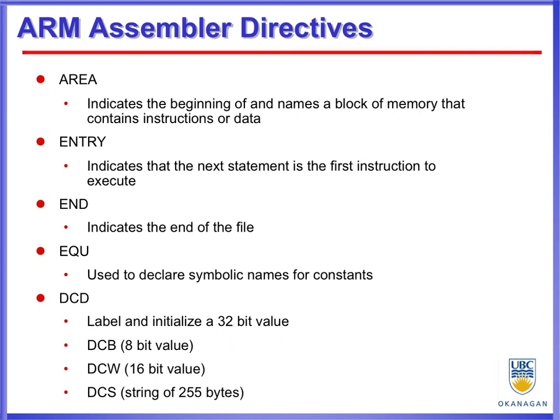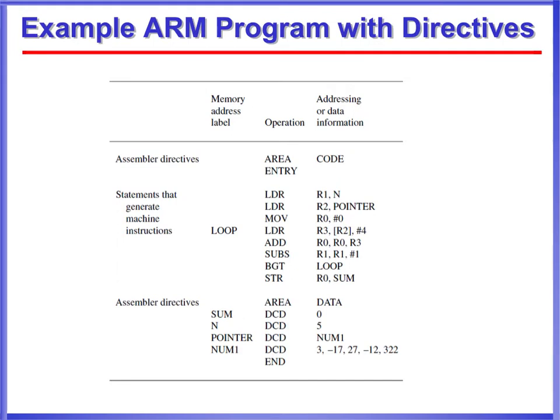Okay, let's look at an example here. So here we have some ARM code. You can see that the ARM mnemonic for load is not LD, it's LDR. So this is your first example of an ARM assembly language program. We've got some statements here, and we're going to look at these in detail in the coming slides in the next 2 or 3 lectures.